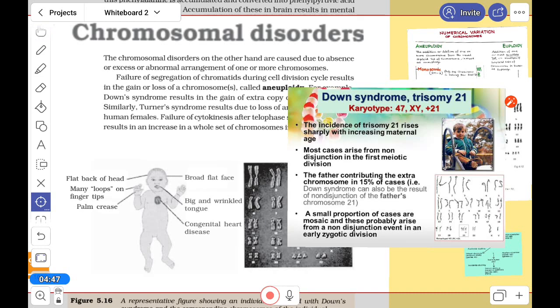So what kind of abnormality is there in the child? You can see the flat back of the head, many loops on the fingers, the broad moon-faced Mongolian type of face, big wrinkled tongue, congenital heart disease. All these abnormalities are there.